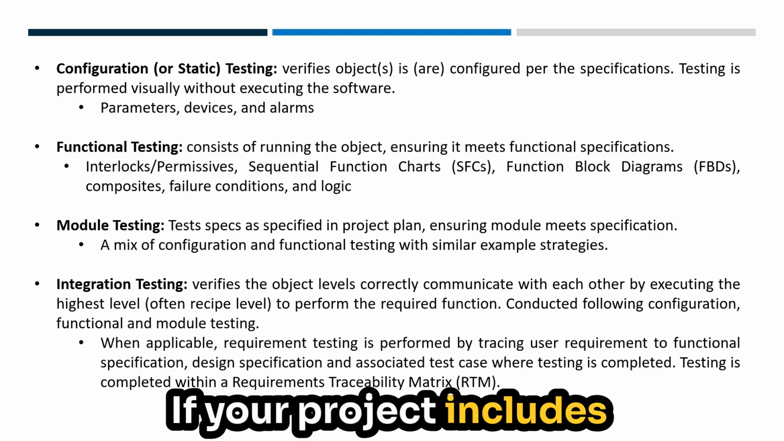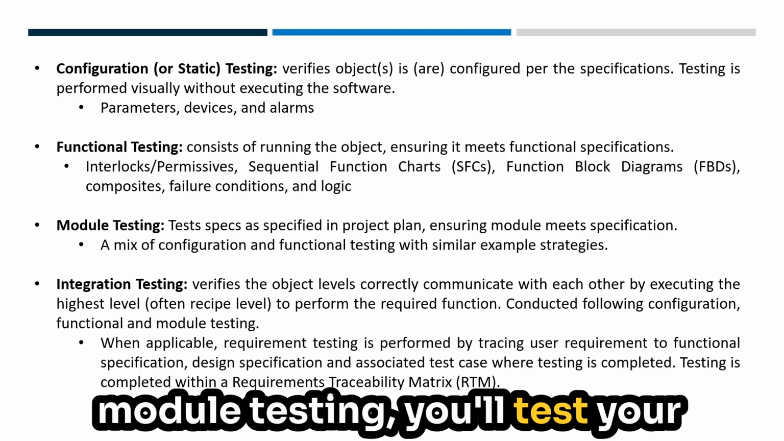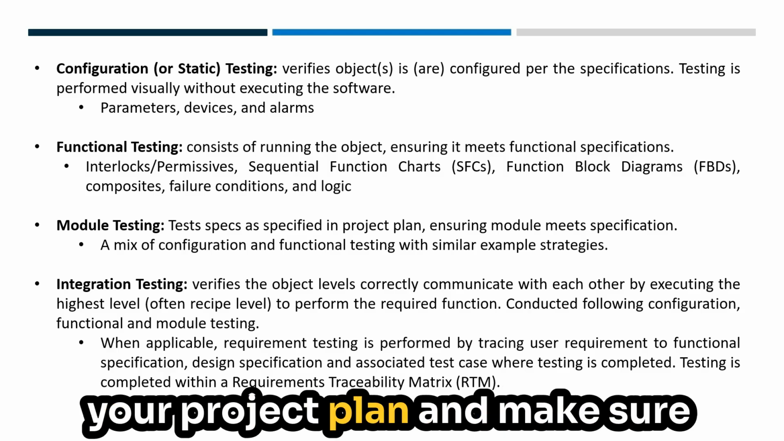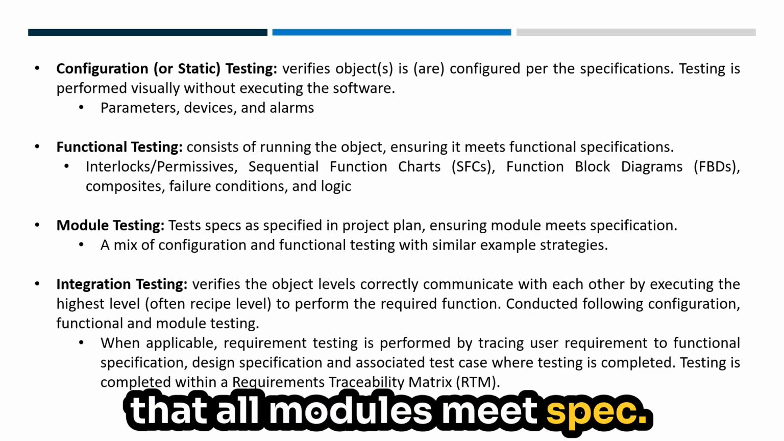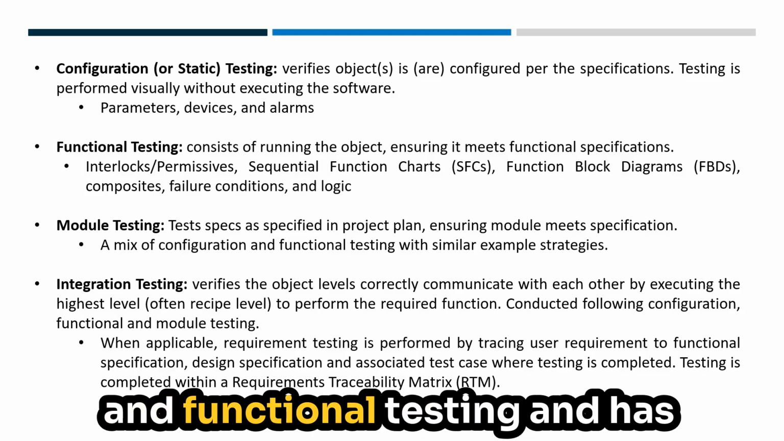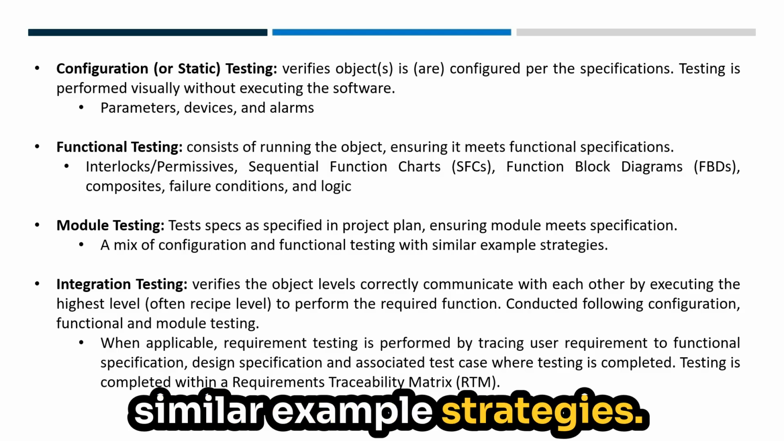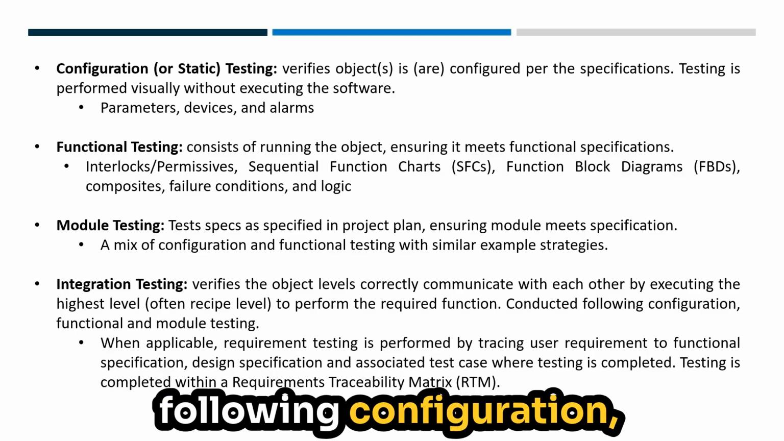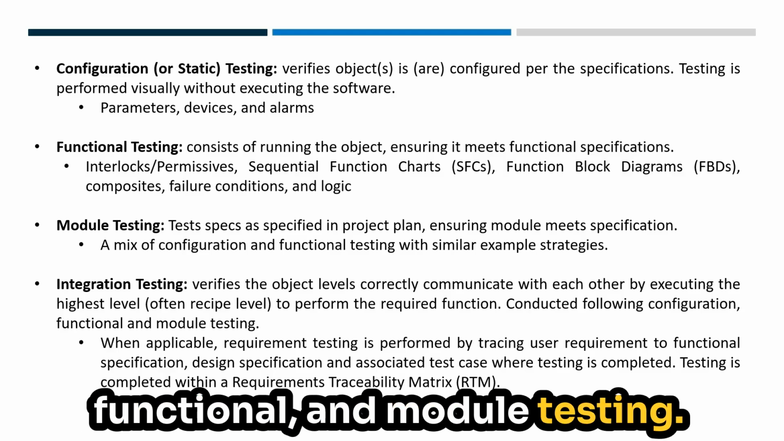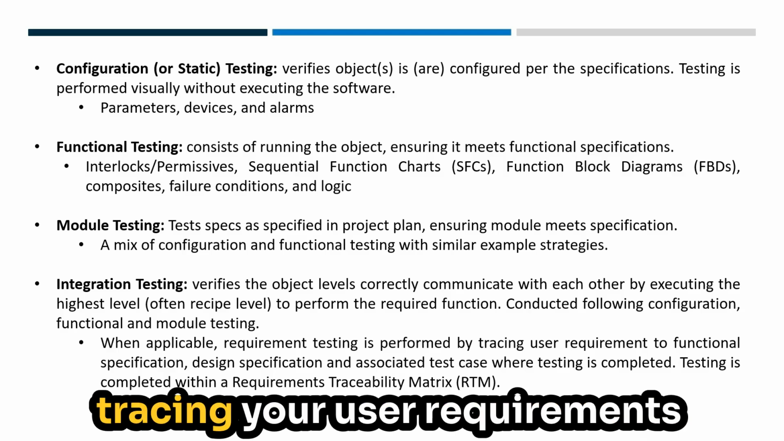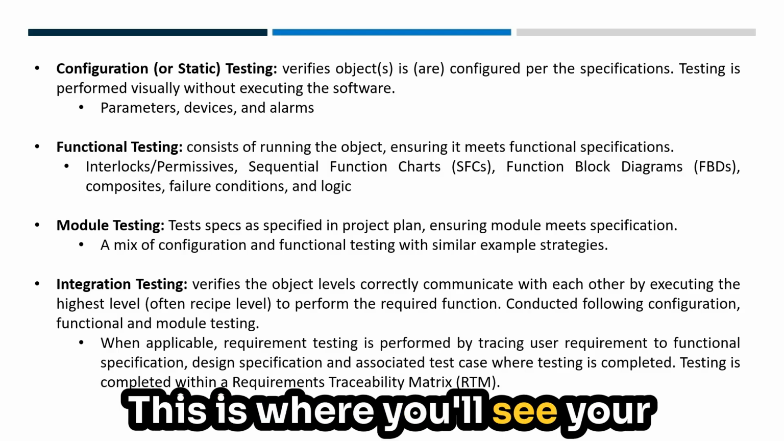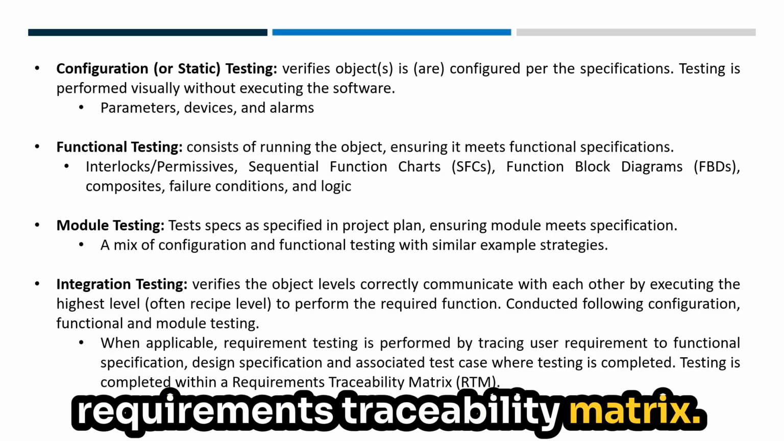If your project includes module testing, you'll test your specifications as specified in your project plan and make sure that all modules meet spec. This is a mix of configuration and functional testing and has similar example strategies. Integration testing is conducted following configuration, functional, and module testing. It's typically performed by tracing your user requirements to your functional spec. This is where you'll see your requirements traceability matrix.